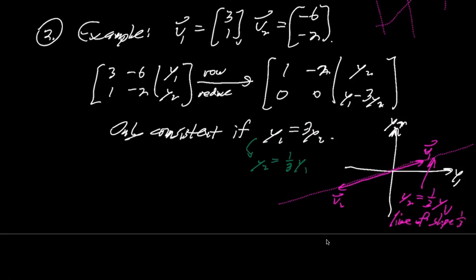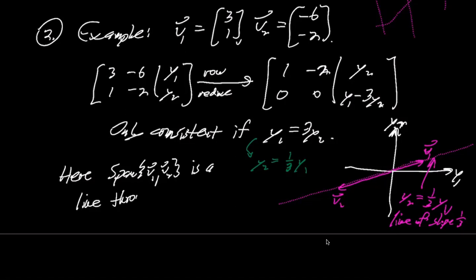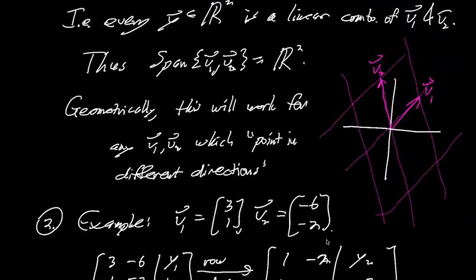Right? And so now that tells you that span is just a line through the origin in this case. So here, the span of v1 and v2 is a line through the origin, containing both of the vectors.